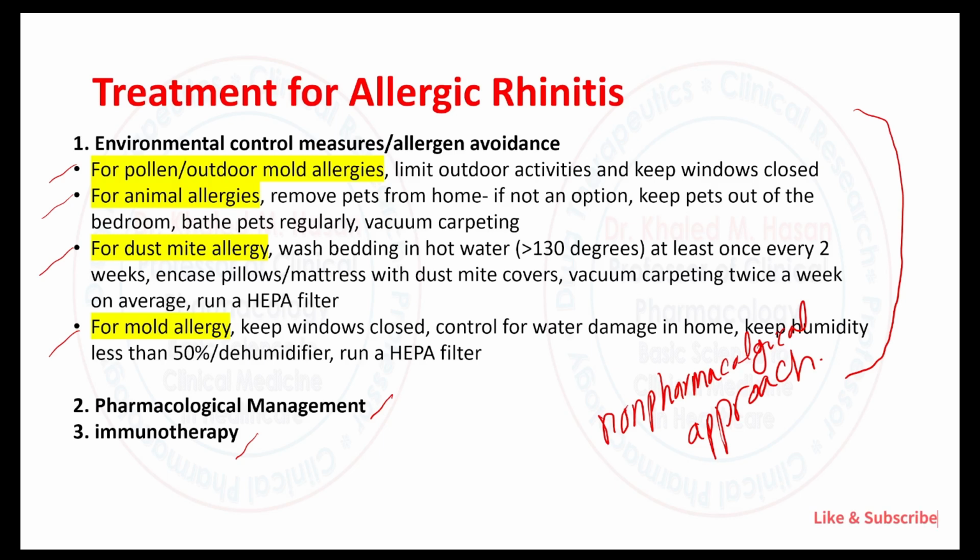So for example, for pollen and outdoor mold allergy, we limit outdoor activity and keep windows closed. For animal allergy, we recommend removing pets from the home. If this is not an option, keep pets out of the bedroom, and regularly vacuum and clean the bedroom. We have several approaches there.